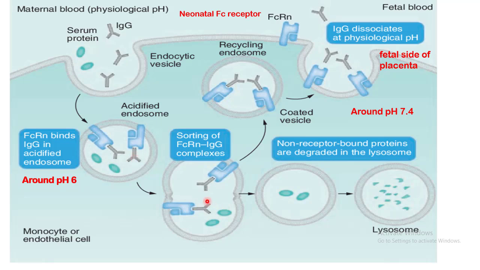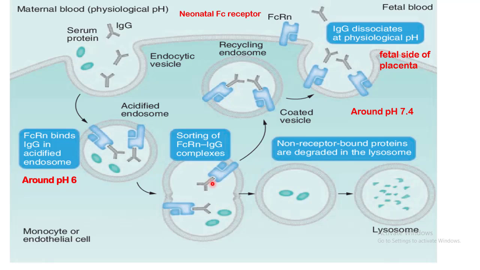Once the neonatal Fc receptor has bound to immunoglobulin G1 in the acidified endosome, you go for sorting, because when you go for endocytosis, some other serum proteins also come along, but we are not interested in those. So we sort the neonatal Fc receptor and immunoglobulin G1 complexes, and we remove the other non-receptor-bound proteins, which are degraded in the lysosomes.